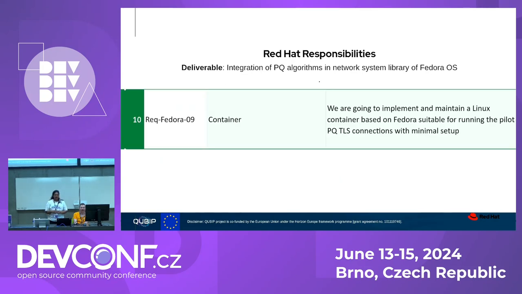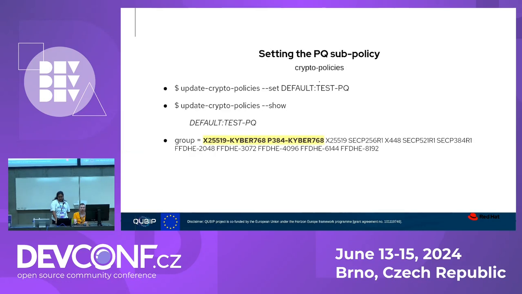Another deliverable, importantly, was to come up with a container that's very minimal and usable by everybody. We chose Fedora for this as a pilot, and this container would be Red Hat's deliverable. So let's get into what we do in the container and how we built it.